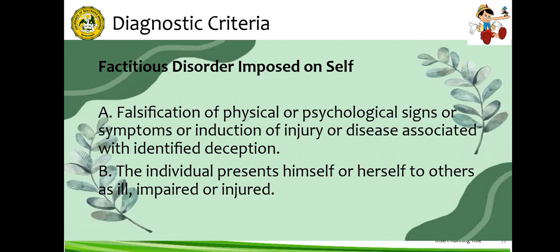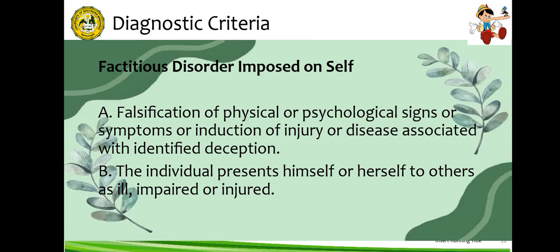So itong factitious disorder imposed on self, they are causing self-harm. They make themselves sick. For example, nag-inject sila sa kanilang sarili ng bacteria, milk, or gasoline, and they may injure themselves, or like they will cut or burn themselves. They may take medications such as mga drugs for diabetes para mamimik nila yung other diseases.